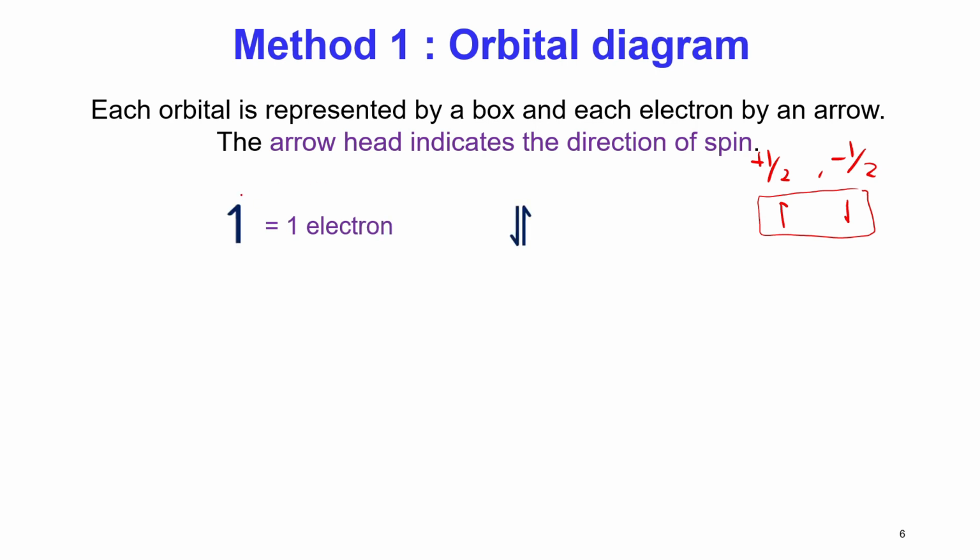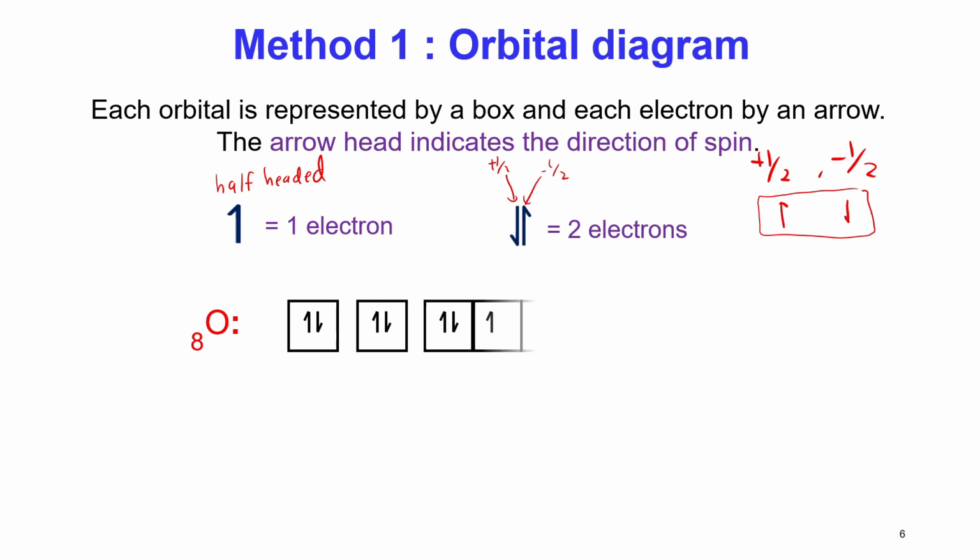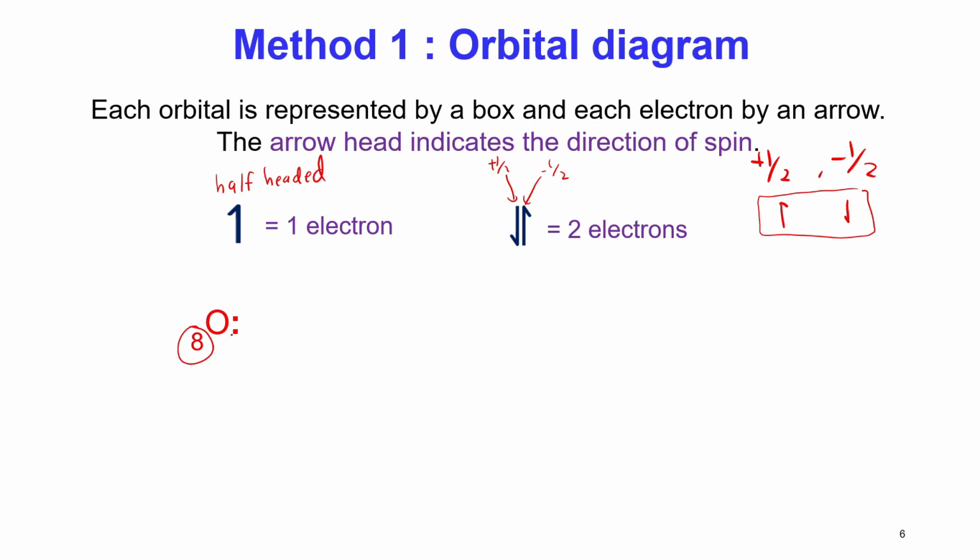So one half-headed arrow represents one electron. So untuk jadikan dia sepasang, one pair, kita lukis two half-headed arrows with different spin. So this one refers kepada positive half, this one refers kepada negative half. For example, for oxygen, we have 8 electrons. So how do we arrange these 8 electrons in orbitals? We represent by using an orbital diagram.